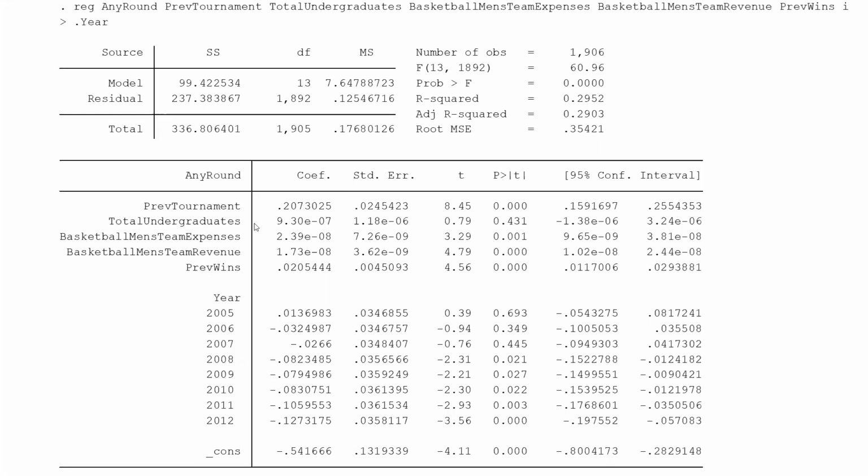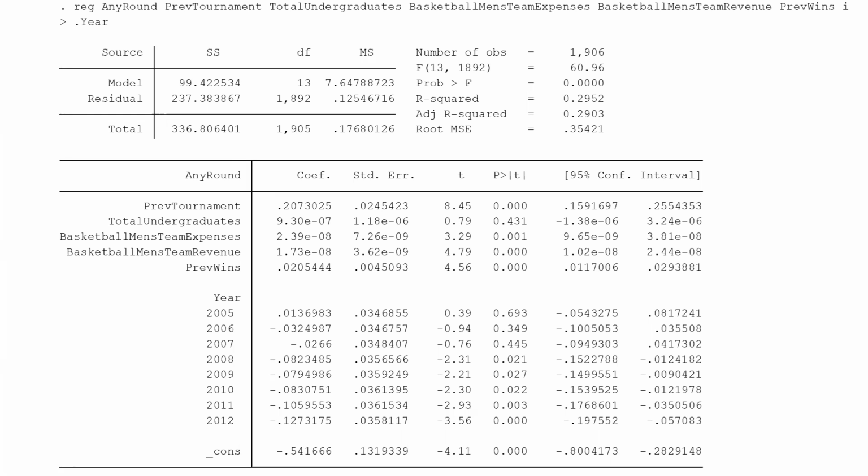And notice when we include some of this additional stuff, we've got our R squared up to about 0.3 now. So we're explaining about 30% of the variation in whether or not a team makes it to the NCAA tournament. Okay. And we could go through and say, this is significant. It looks like for total undergraduates, we no longer can reject the null for that variable. You can just use those p-values to make your rejection decisions. Any questions on that one?